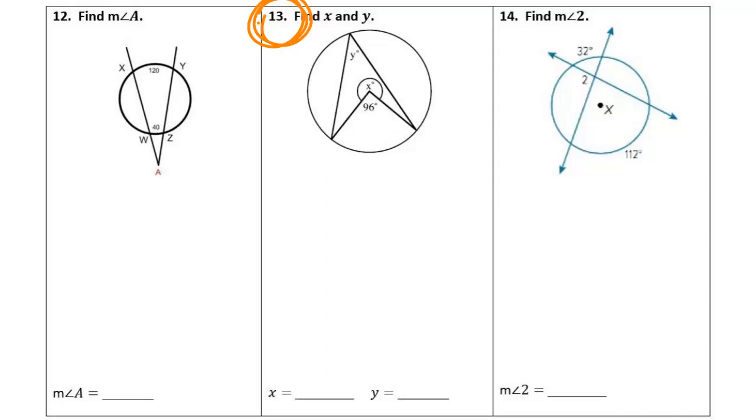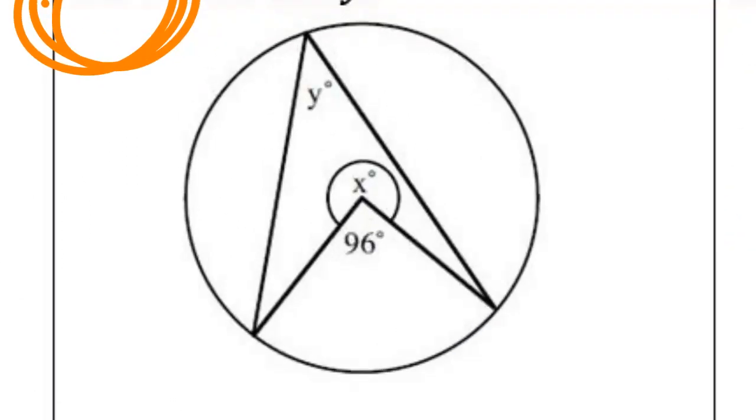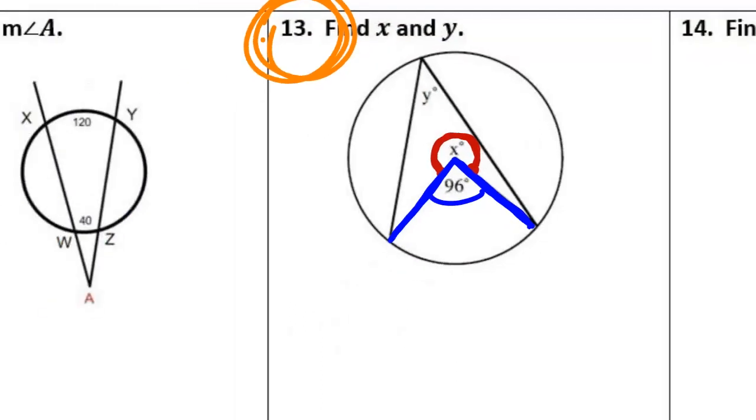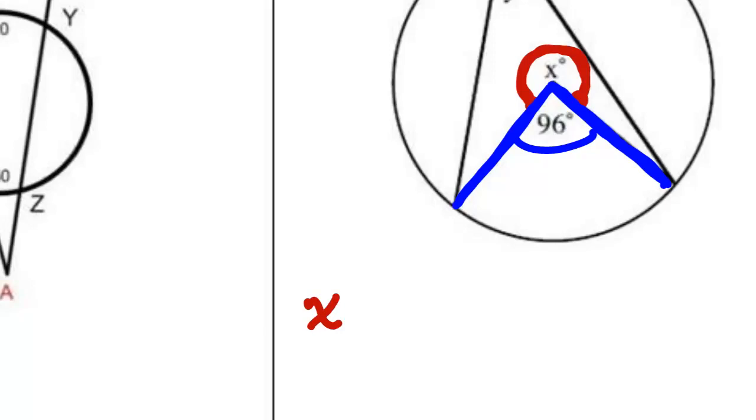Let's find x first. So x is this angle right here. That is almost a full circle. It's a full circle except for this little bite that's been taken out of it, and we know how big that bite is. It is 96 degrees. So if I take x and I add 96 to that, it would give me a full circle, 360 degrees.